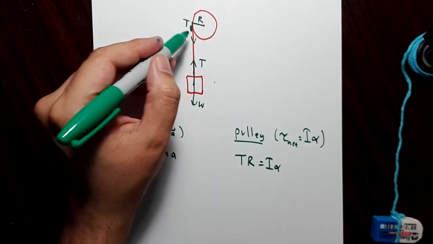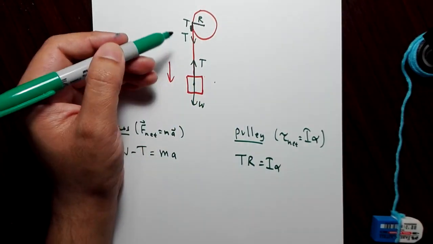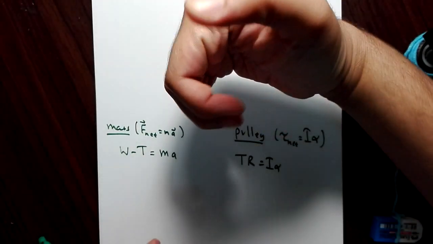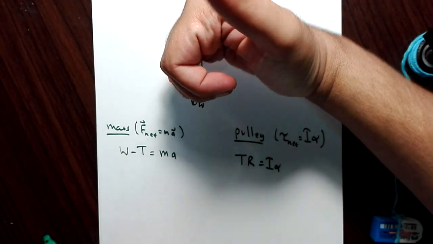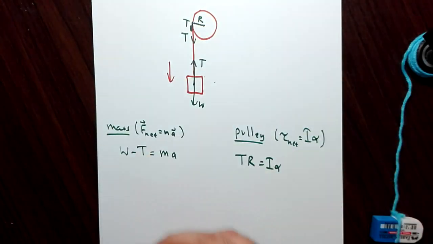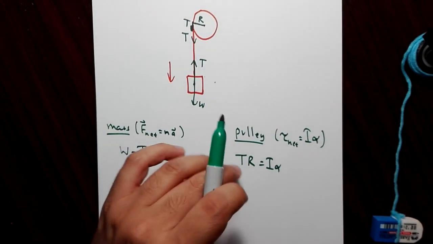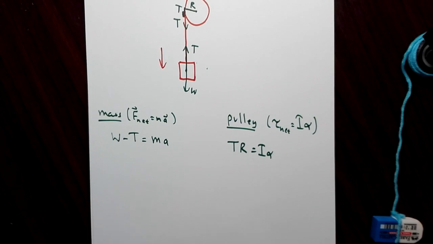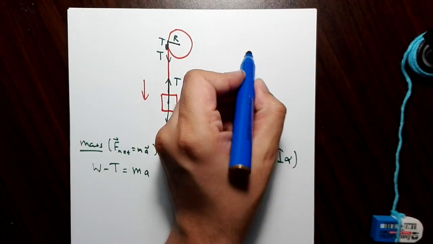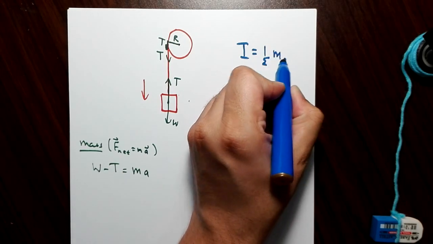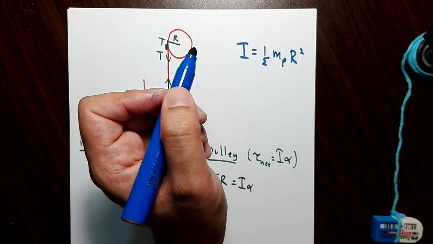Also, alpha is positive because the pulley is speeding up. Alpha and omega have the same sign. So you can use this law to find the direction of omega, and if the pulley is speeding up, alpha points in the same direction. So the net torque is therefore this. And we're assuming that the pulley is a disk. So for a disk, I is half m pulley r squared, right?